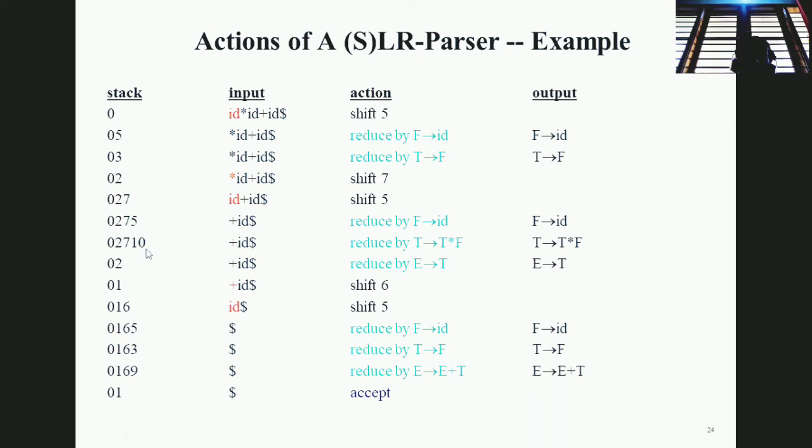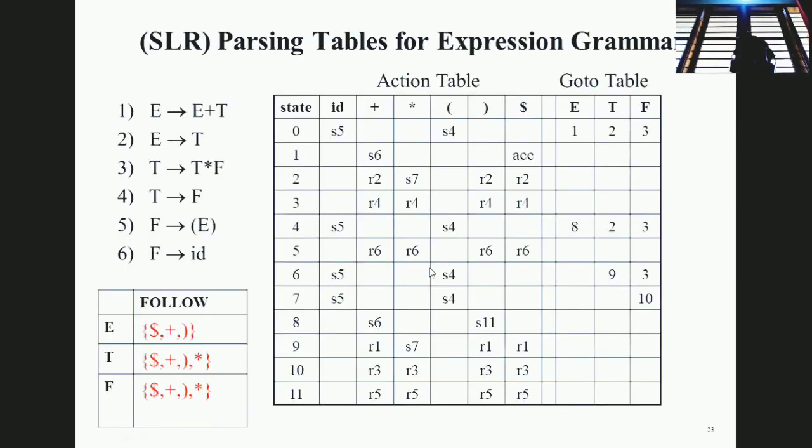Now my top of the stack is 10 and my input symbol is plus. Then I must look at 10 on plus. What is 10 on plus? It is R3. R3 is nothing but T tends to T star F. How many elements am I supposed to pop? I'm supposed to pop 3 elements from the stack because I have T star F. Those are the beta elements. I'm supposed to pop the beta elements from the stack.